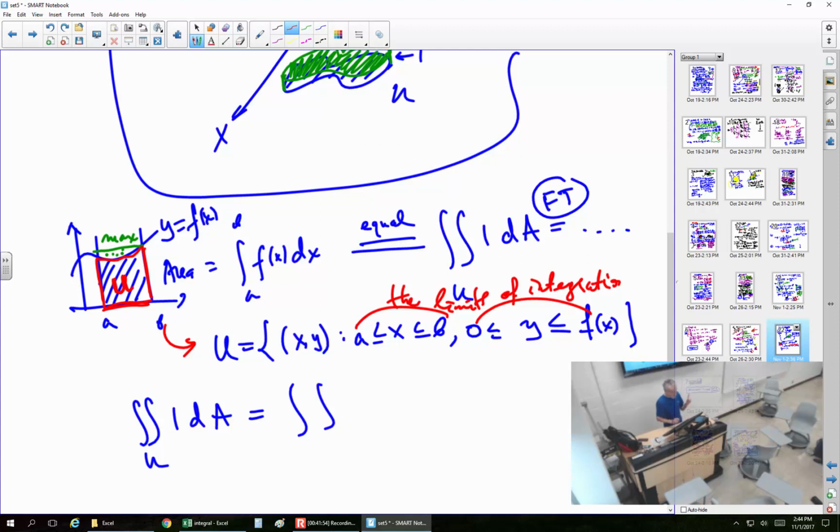We describe U in this algebraic way with inequalities, and x has limits between A and B. So I'll just put A and B. What is being integrated is still 1, and we have here dy dx. But now we know what the limits over y are: 0 to f of x.